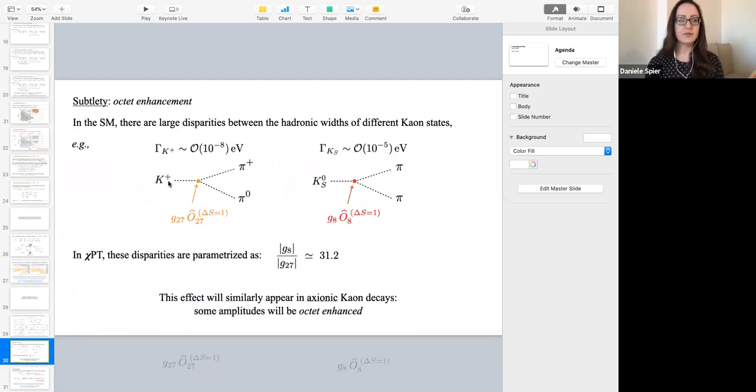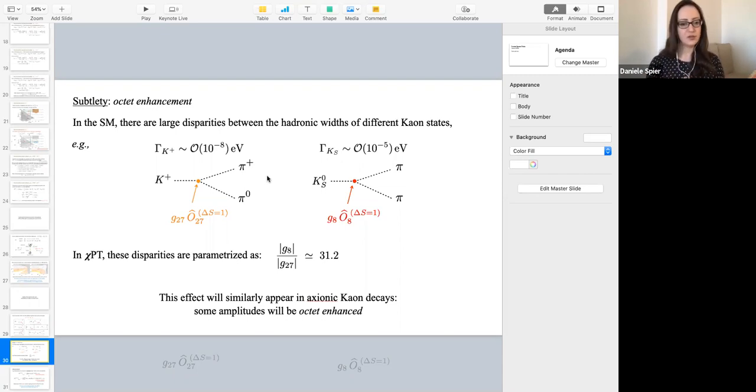Now, there is one thing that I'd like to mention, which is the subtlety of octet enhancement in kaon decays. So for those of you who haven't thought about this for a while, let me just remind you, forget about the axion, just in the standard model, you look at charged kaons and, for instance, K short, the CP even neutral kaon, and you look at their widths and they are different by 3 orders of magnitude. And that's very strange, right? You would naively expect that charged kaon, neutral kaon, they should have a similar hadronic width, and they don't. And chiral perturbation theory, again, does not explain that.